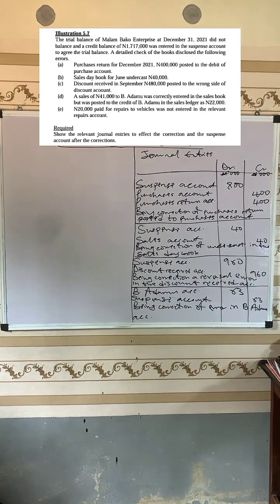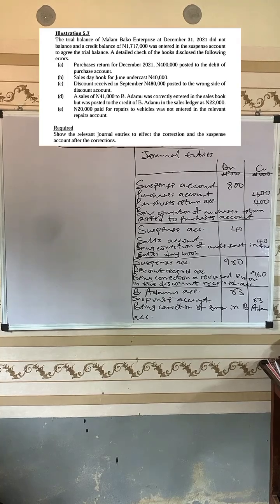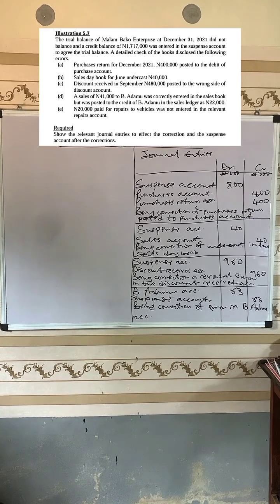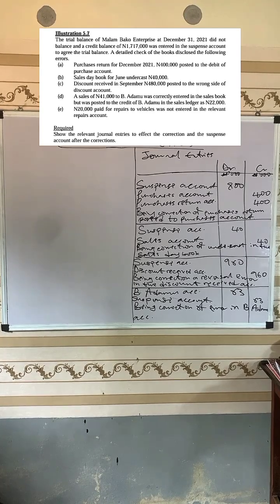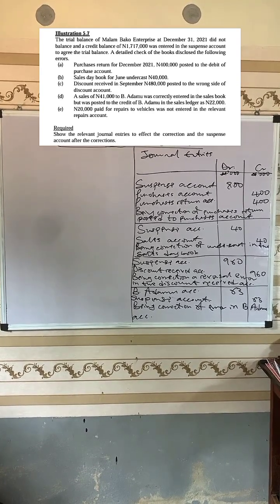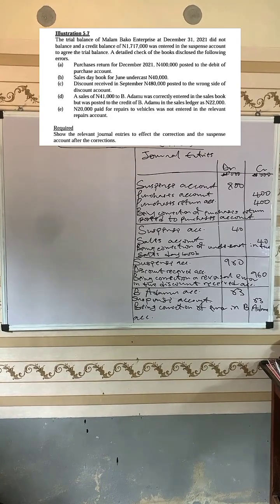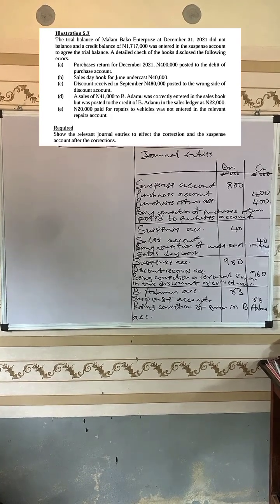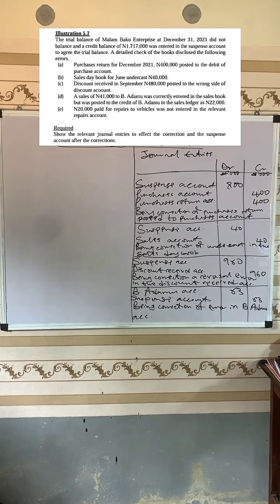The last part, 20,000 naira paid for repairs to vehicles was not entered in the relevant repairs account. This is a one-sided omission error, and to correct it is also very simple. Since it is repair, the money is meant to be in repairs account and it was not posted. You just have to post it in the repairs account. Repairs account is an expense account, so it should be debited.